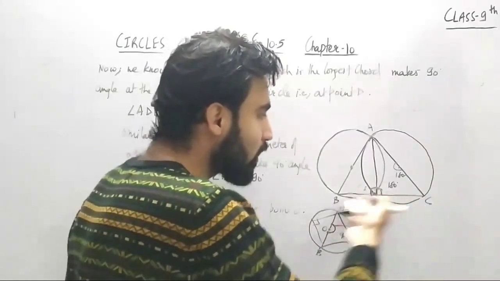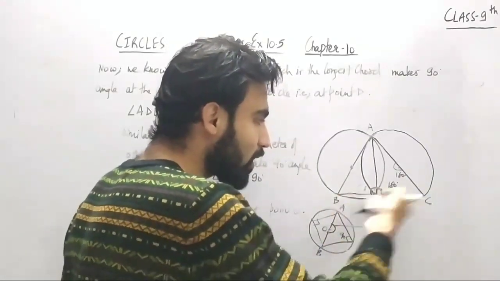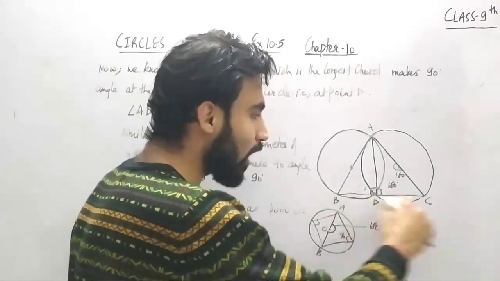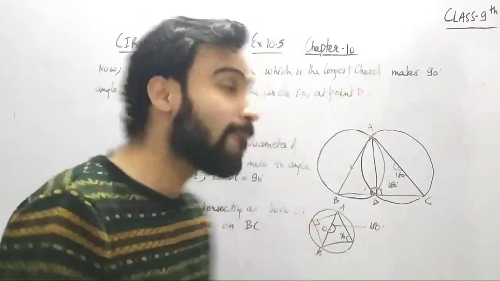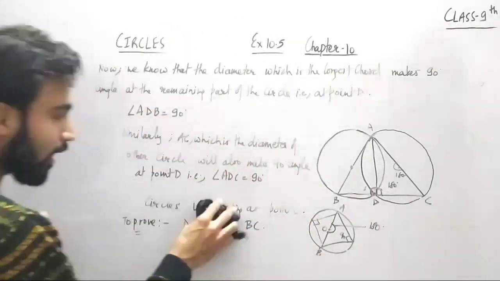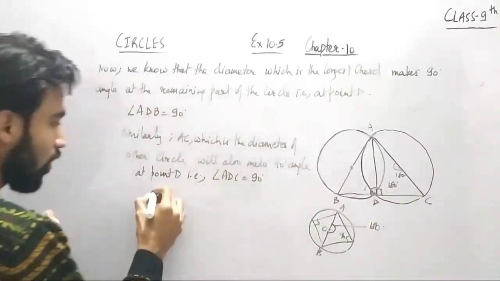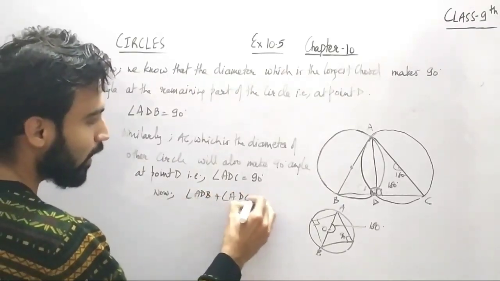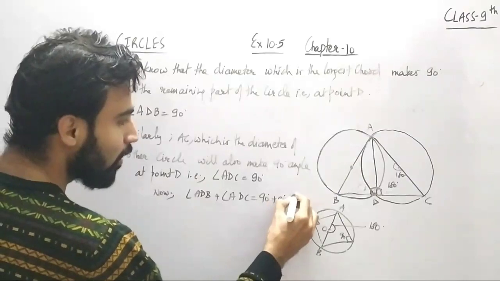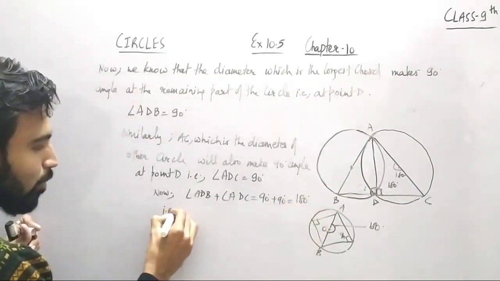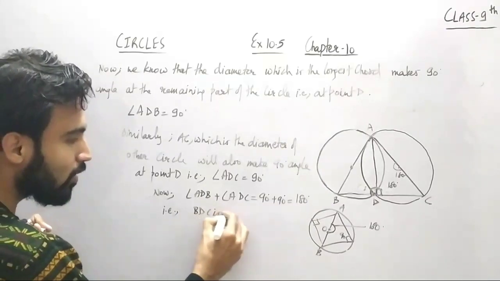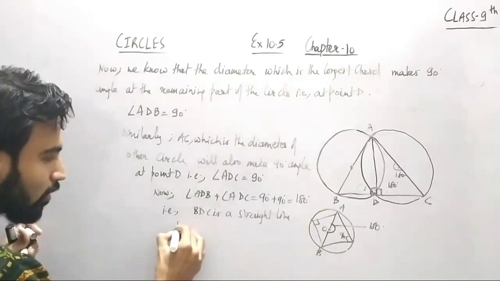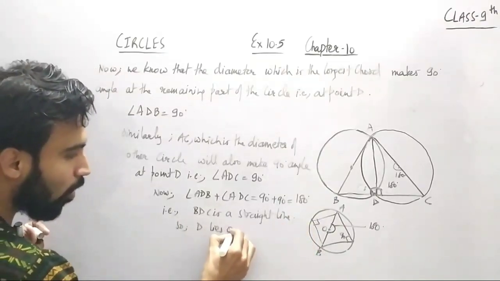So if this BC is a straight line, that means this point D is lying on this straight line. So you can see that means that D lies on the third side BC of the triangle ABC, right? Which we have to prove in this question. So let me just write that thing here. Now you can see that angle ADB plus angle ADC is equal to 90 plus 90 equal to 180 degrees. That means that BDC is a straight line. Right? So you can see D lies on BC.